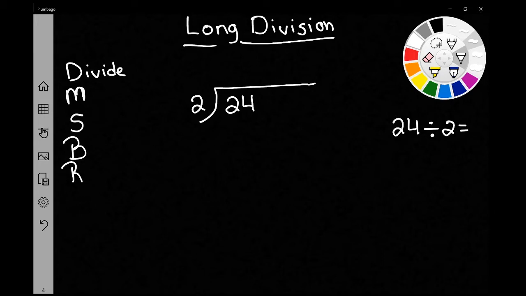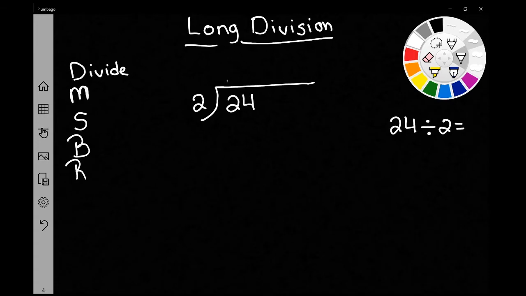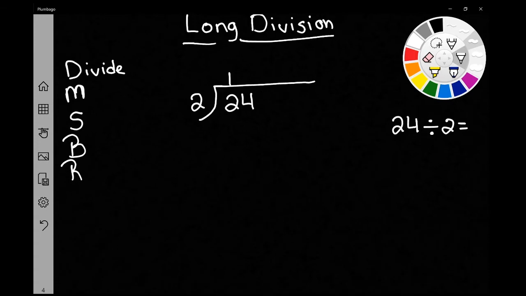And I'm going to go into my inside frame here, and I'm going to go 2 divided by 2. So how many 2's are there in 2? Well, there's only one group of 2 in 2. And I'm going to write that right on top. And it's really important that you keep those numbers lined up. So if I'm dealing with this digit here, then my 1 needs to be right above that one. Otherwise, it's going to mess you up. So try to keep your work neat.